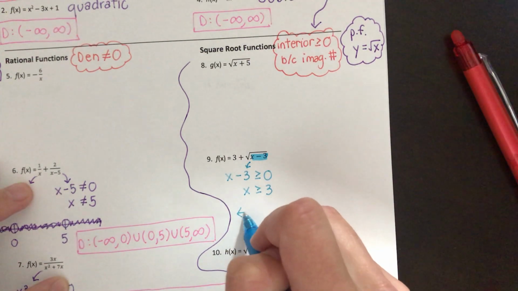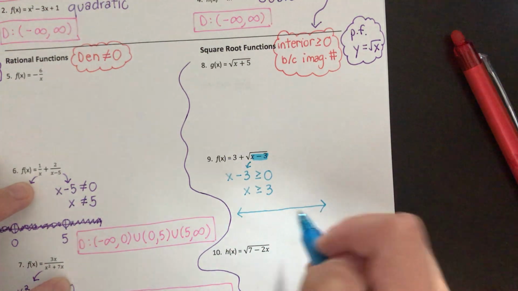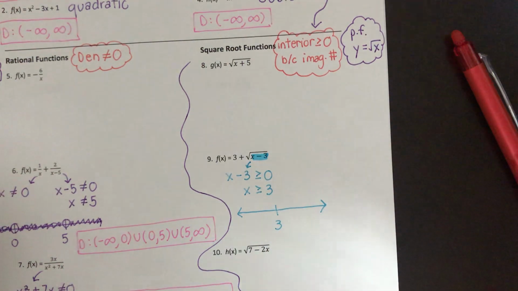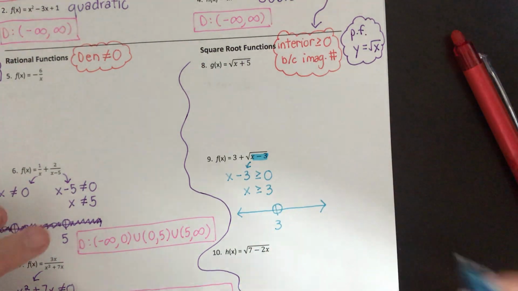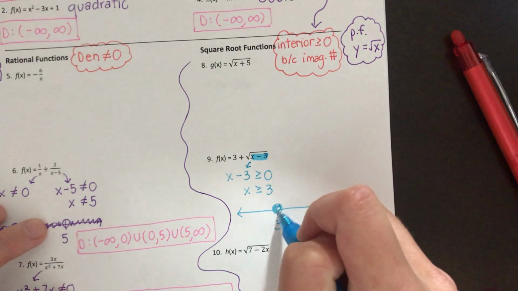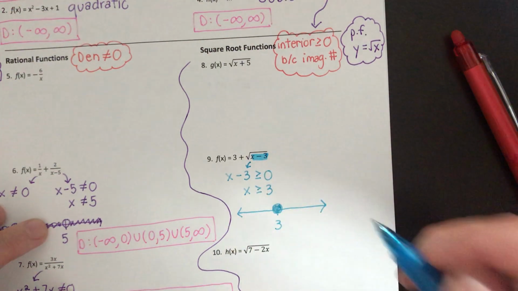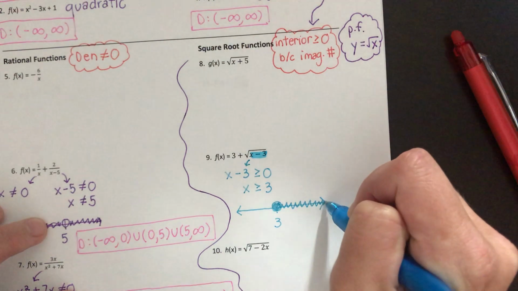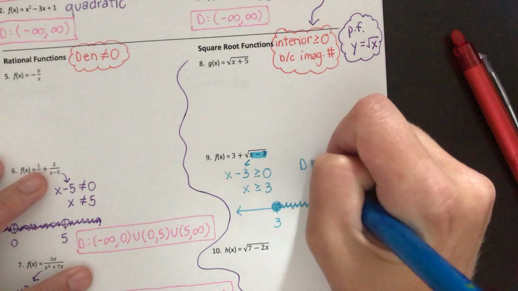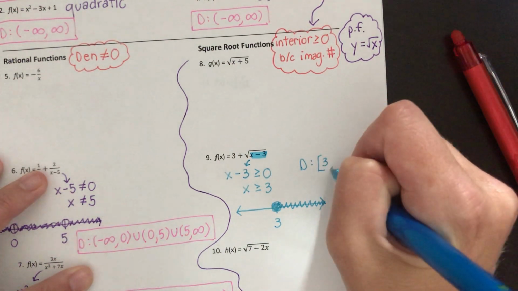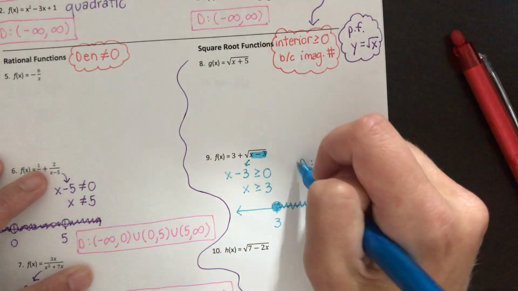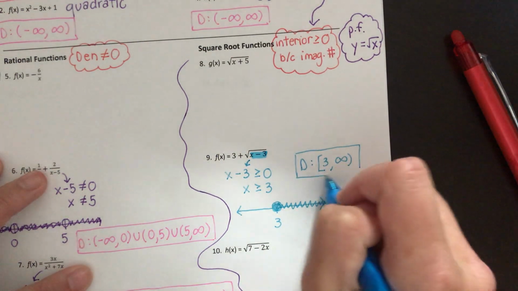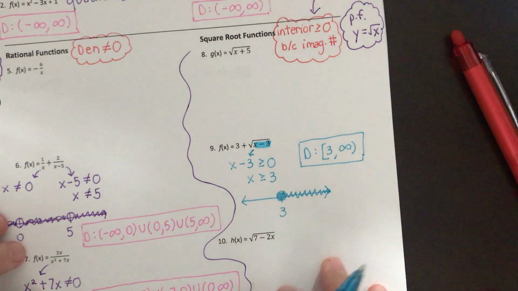When we draw our number line here, the only tick we need is 3. Then draw your circle, and in this case, it's or equal to. Can I shade all over like before? No, we have to just be greater than or equal to 3. So in this case, our domain is just going to be from 3 to infinity, and we include the 3, hence the bracket.